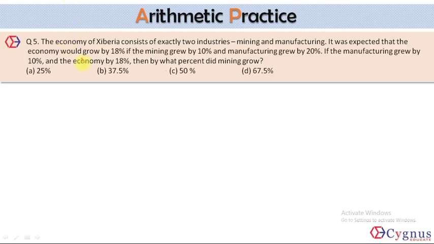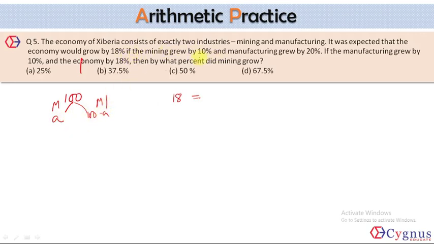We don't know the total economy of this country. Let's assume that the total economy is 100. Out of that, A is from mining. If A is from mining, then the remaining 100 minus A will be from manufacturing. Now what's the first one? It was expected that the economy would grow by 18%. Now 18% of 100 would be 18. This would be just because of growth in mining as well as manufacturing.